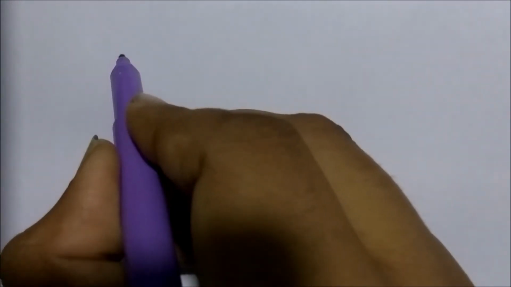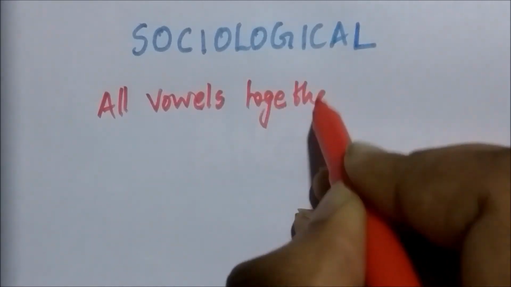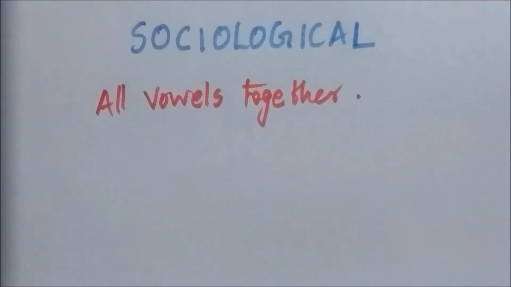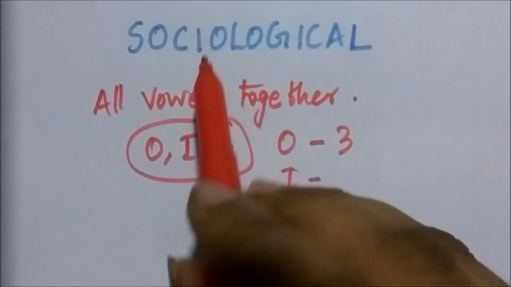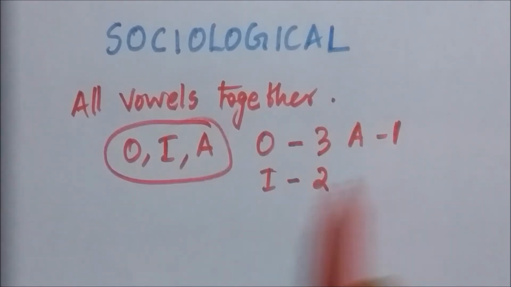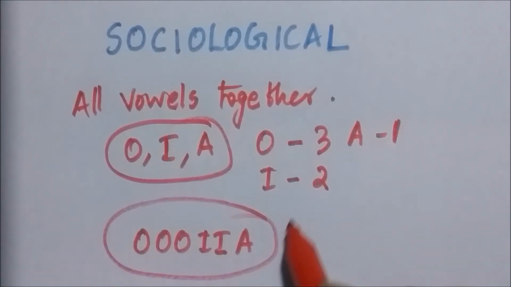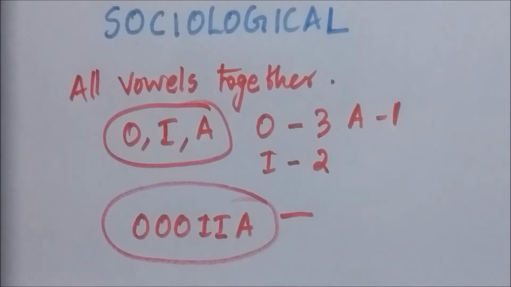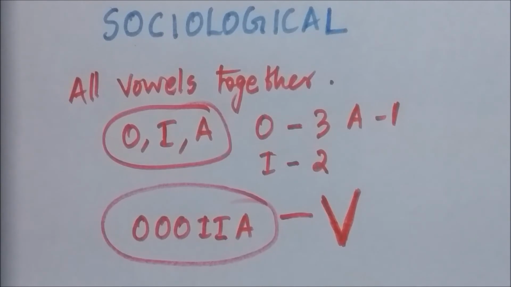Now, in the next condition, we want all vowels to be together. We want to find the number of ways of arranging the letters in the word sociological where all vowels occur together. The vowels here are O, I and A. If you observe, O occurs 3 times, A occurs 1 time, I occurs 2 times. Okay. So using our previous technique, what will we do here? We'll just combine all the vowels into a single letter. Okay, that's what we'll do. We are going to combine these letters into one single letter, say V.